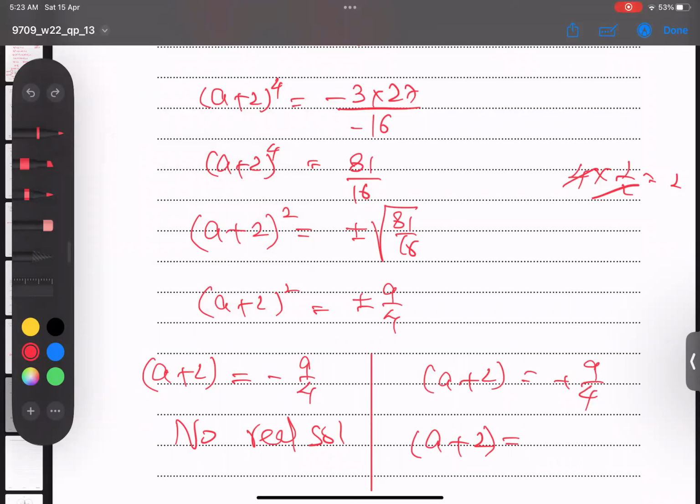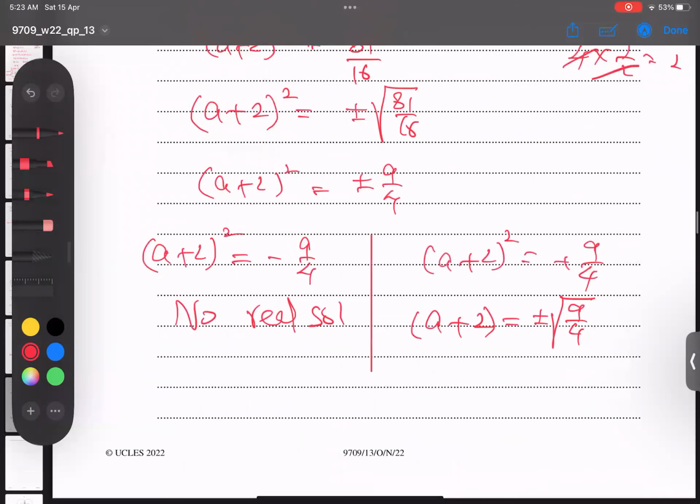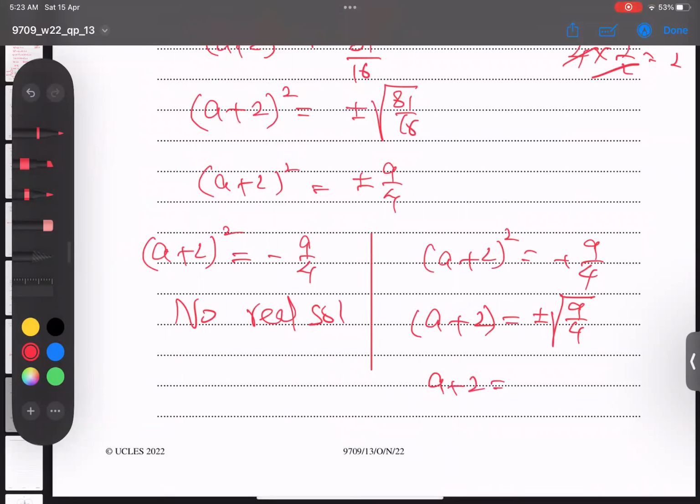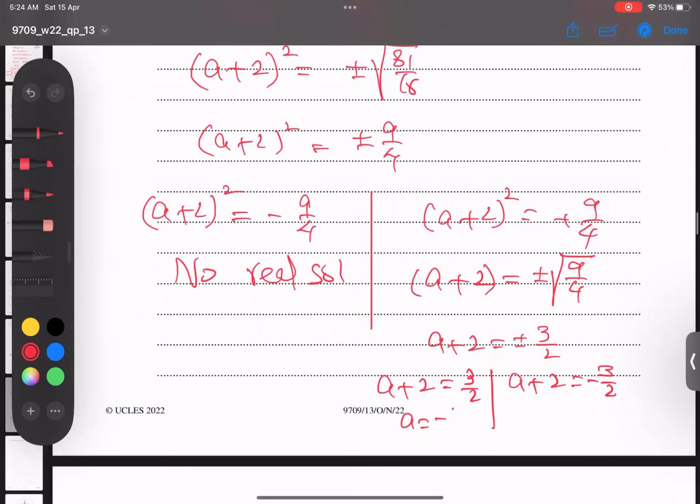And what do I get here, students? If I have a 2 here in this situation, one minute, please. Okay. When I take the root of this one, I get plus and minus, and here 9 over 4. So I get ultimately a plus 2 equals plus and minus 3 over 2. So a plus 2 equals positive 3 by 2, and a plus 2 equals negative 3 by 2. Minus half comes from here. And what about this? It is negative 3 over 2, and negative 2 gives you negative 7 over 2. And these two are my final answers.